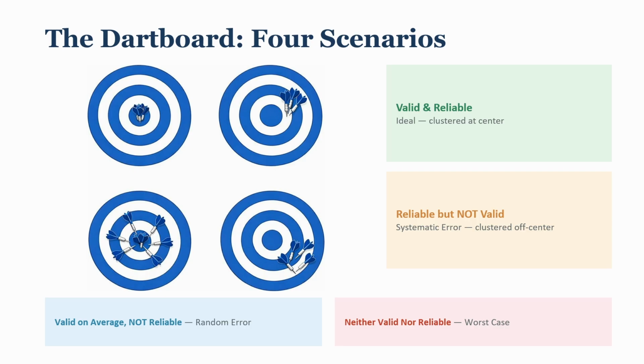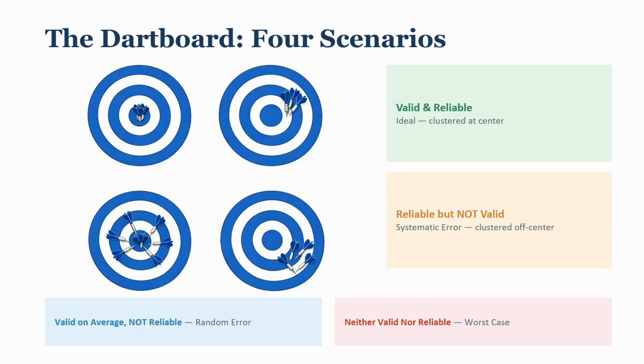Bottom left, darts scattered around the bullseye. On average, you're in the right neighborhood, so the measurements are valid in an aggregate sense, but individually, they're all over the place. This is random error. No individual measurement is trustworthy, even though the mean might be okay. Bottom right, darts scattered everywhere and missing the bullseye. Neither valid nor reliable. This is the worst case. No useful information is being generated.